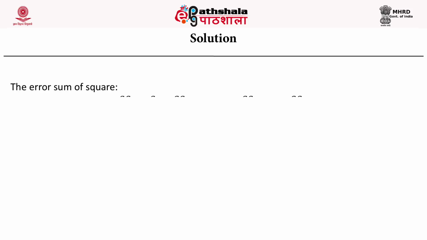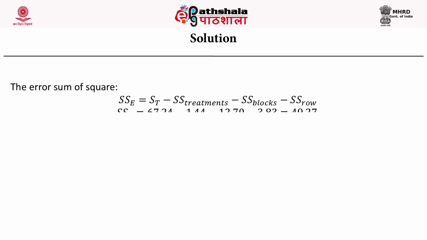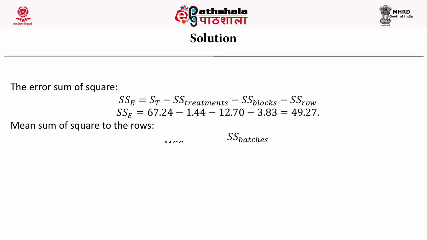The error sum of square is derived by subtracting the sum of square of treatment, the sum of square of blocks and the sum of square of rows from the sum of square of total. So we get the sum of square of error equal to 49.27. The mean sum of square of rows, which is the sum of square of batches divided by p minus 1, comes out to be 0.766.